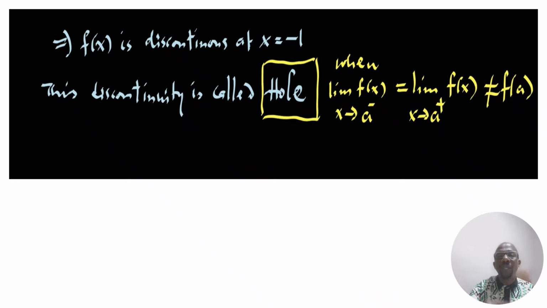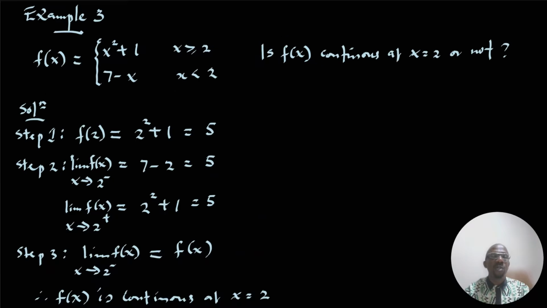You can see the difference between when the discontinuity is called a hole and when the discontinuity is called a jump. Just take note of the two types of discontinuity that I've mentioned so far. Let's look at example 3. f of x equals x squared plus 1 when x is greater than or equal to 2, and f of x equals 7 minus x when x is less than 2. It's asking, is f of x continuous at x equals 2 or not?